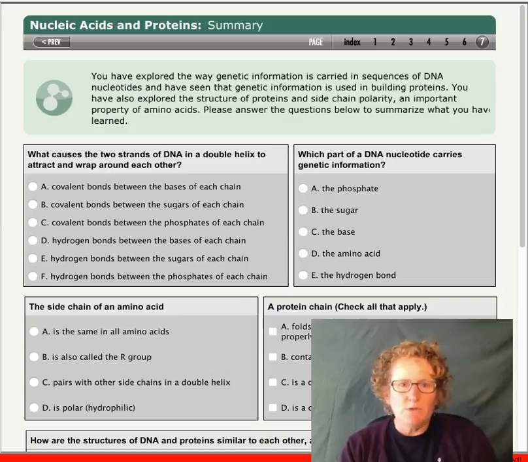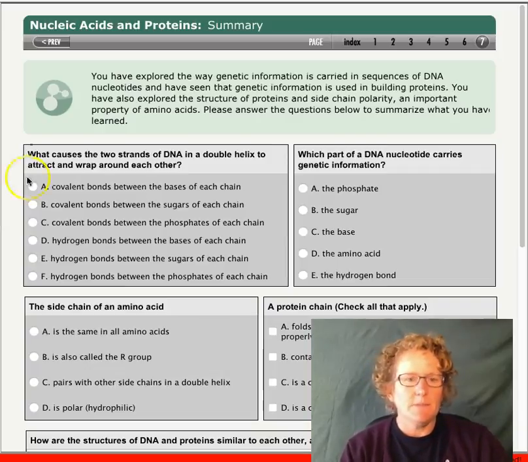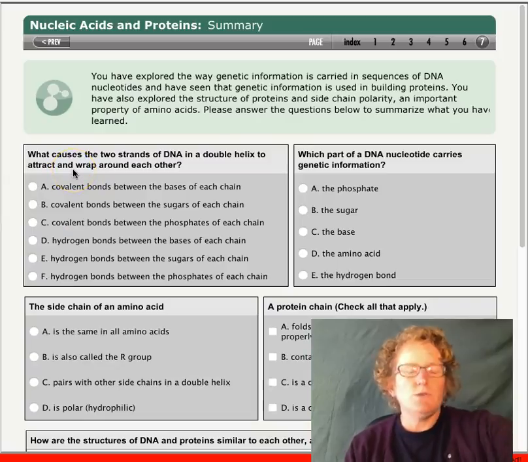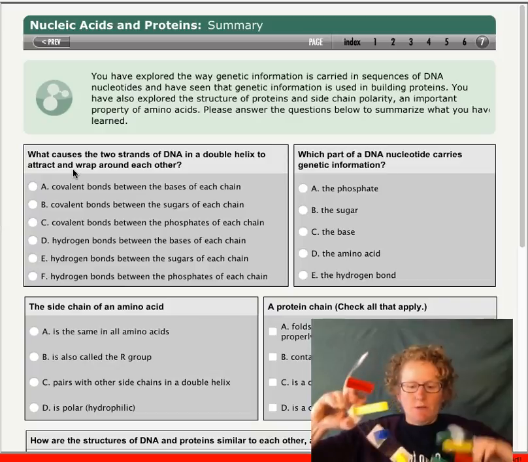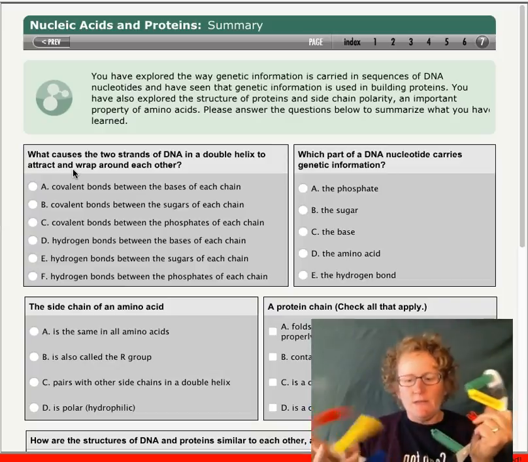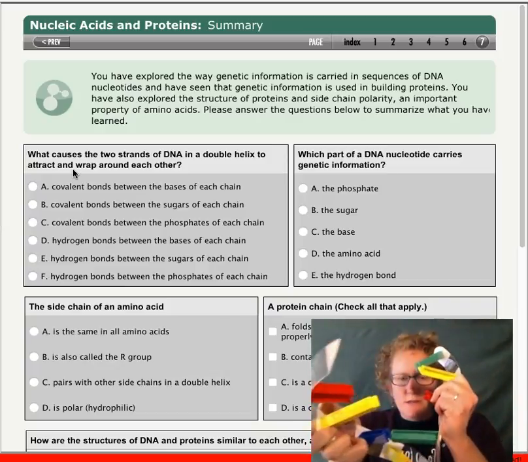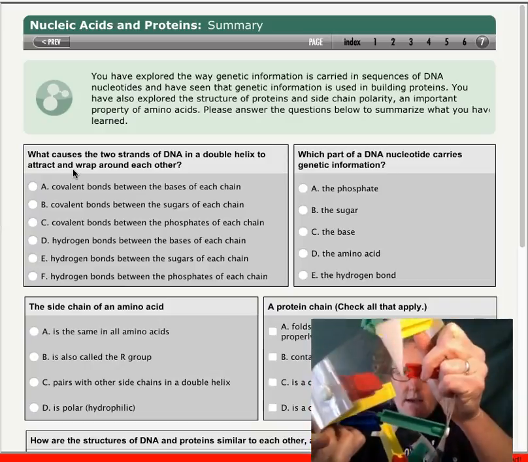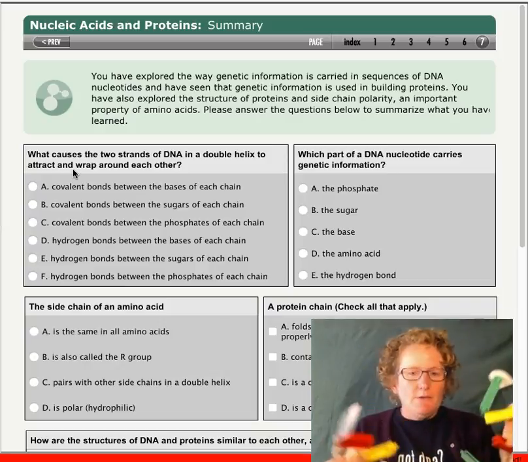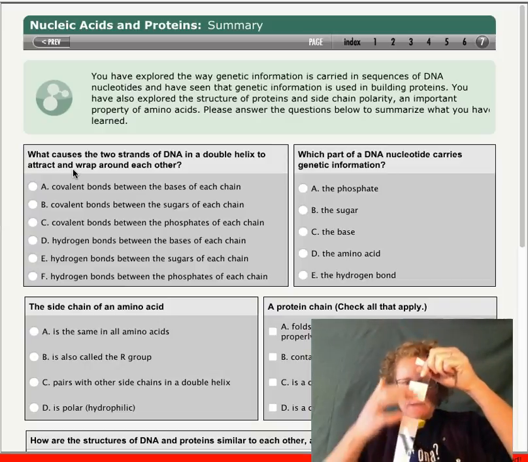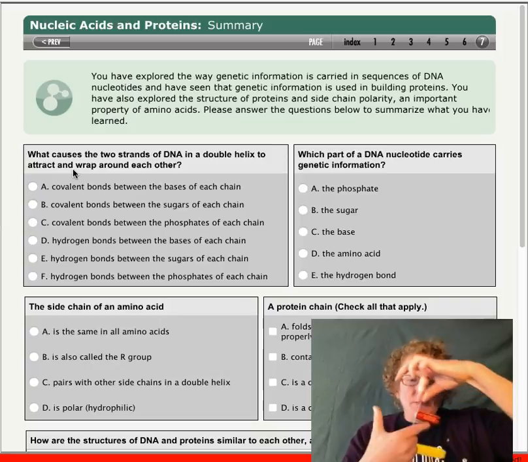All right, at this point you should have enough information to answer question 7. We're on the home stretch here. This is the last question, but I'll give you some hints. What causes the two strands of DNA in a double helix to attract and wrap around each other? Remember what we said, these two bases joining together with this little clip here, that represents hydrogen bonds. And the hydrogen bonds don't happen between the sugars and the phosphates. They happen in the middle.